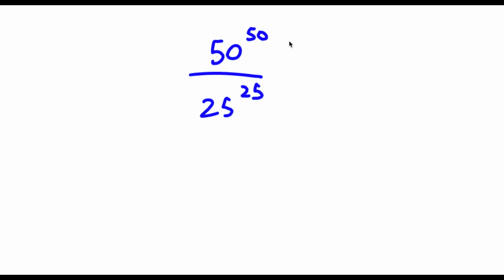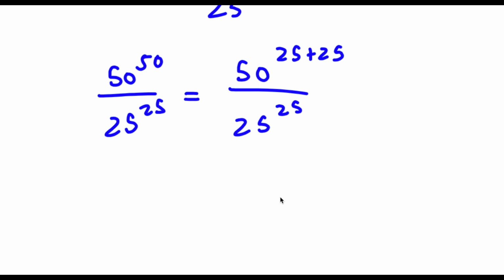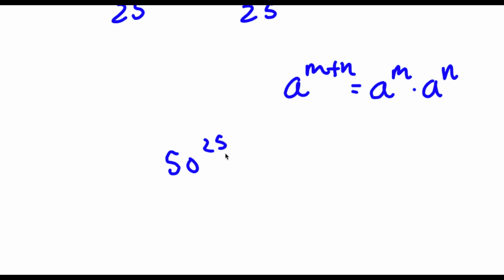Alright, so I have 50 to the power of 50 over 25 to the power of 25. So 50 to the power of 50 over 25 to the power of 25, this is the same thing as 50 to the power of 25 plus 25 over 25 to the power of 25, because 50 here is the same thing as 25 plus 25. So now, if I have something in the form a to the power of m plus n, this is equal to a to the power of m times a to the power of n. So in this case, I have 50 to the power of 25 plus 25, which is the same thing as 50 to the power of 25 times 50 to the power of 25.